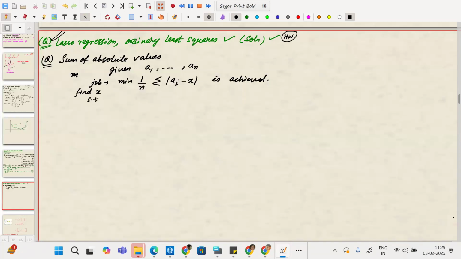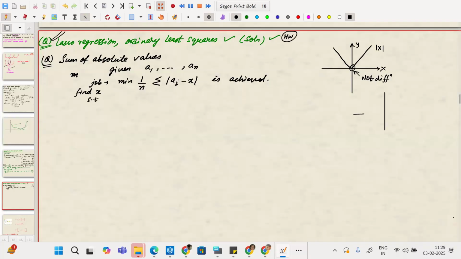How does the mod function look? The mod function looks like this, a V shape. This is mod x. Here it is non-differentiable. So if it is mod ai minus x, if ai is positive, it should be like this, at ai. If it is negative, it should be like this.